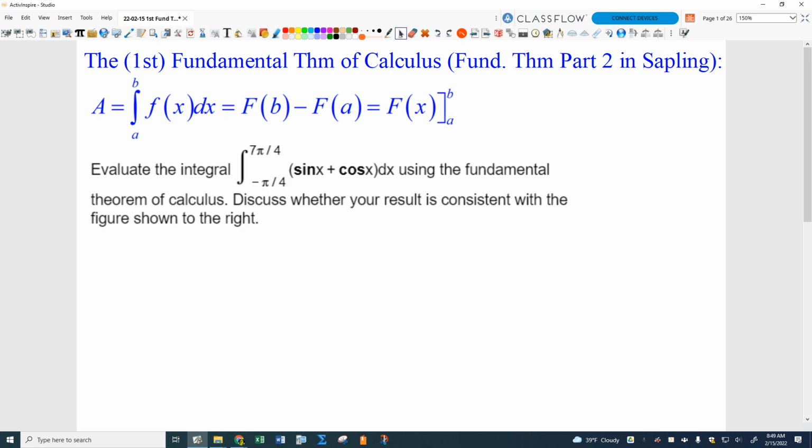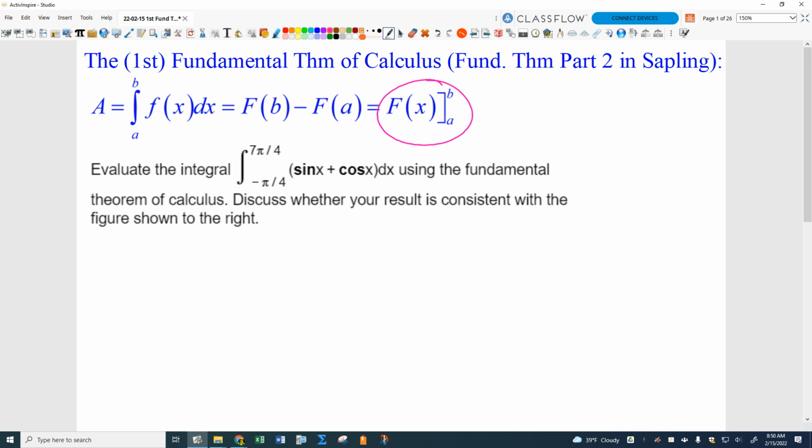By the first fundamental theorem, or part 2 if you want to call it that, it's equal to the antiderivative of f evaluated at b minus the antiderivative of f evaluated at a. And here's our shortcut notation for that. That little bit at the end, where a is at the bottom and b is at the top, is telling us to evaluate from a to b. So evaluated at b minus evaluated at a is that difference. So let's practice this one. Let's evaluate this integral right here.